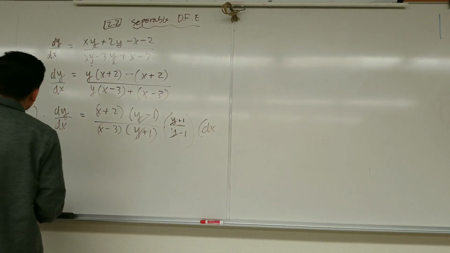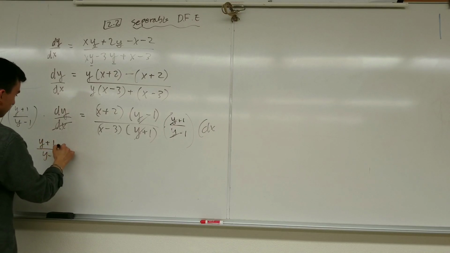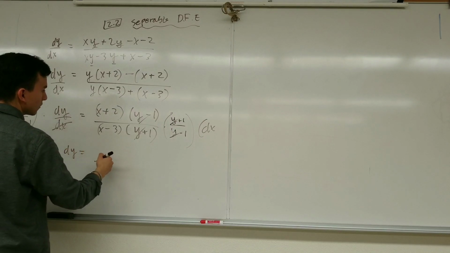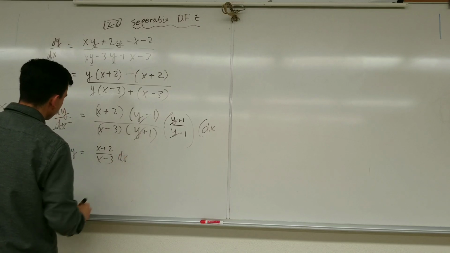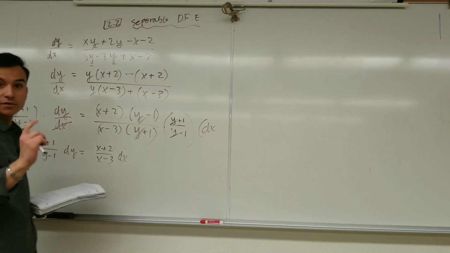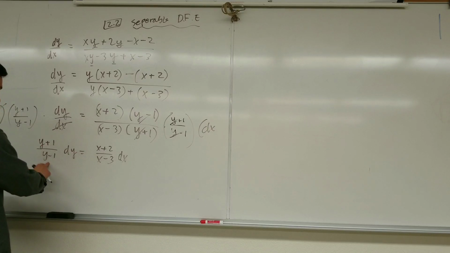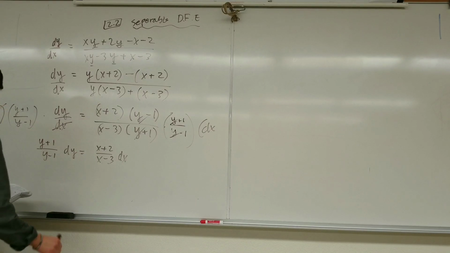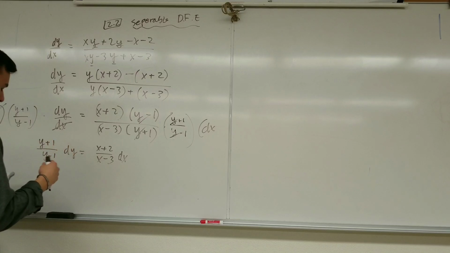Alrighty. So now what I have is (y + 1)/(y - 1) times dy equal to (x + 2)/(x - 3) dx. And if you see, now I have all my x's in the same place, and that's the only time you should have your x's in the same place. And you also have your y's in the same place. Make sense? So it's going to be somewhat easier to integrate.